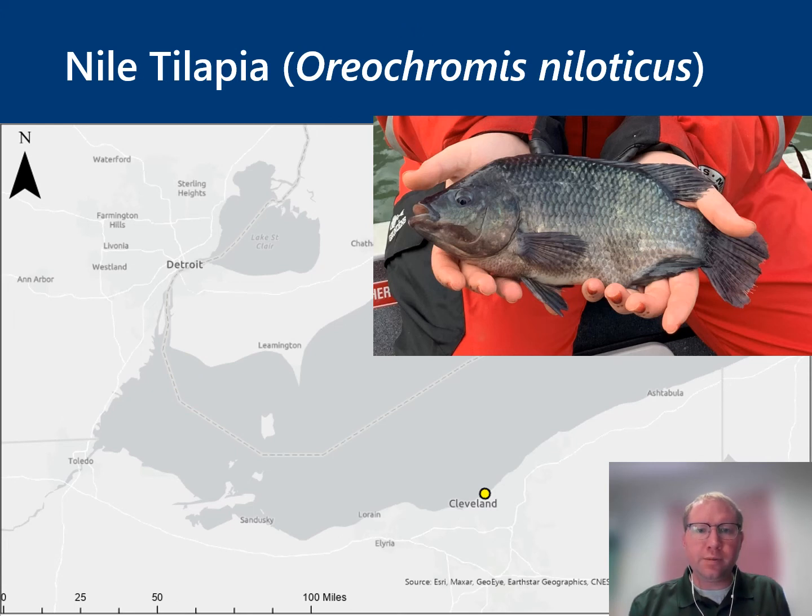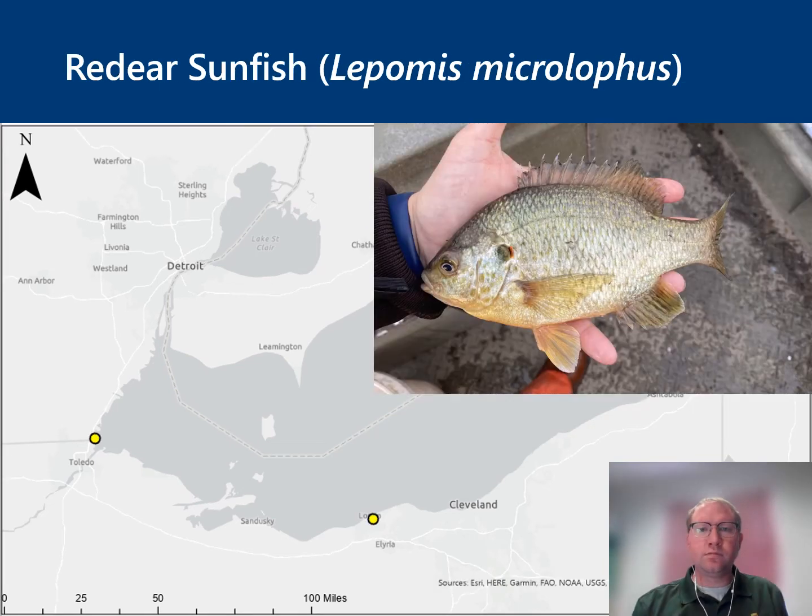The first of 2 species of note that Fish and Wildlife captured this past year is Nile tilapia. They captured 1 adult individual here in the Gordon Park area of Cleveland. Nile tilapia are not native to North America, but they are tropical species and are unlikely to be able to overwinter in the Great Lakes. So no official ODNR response was taken.